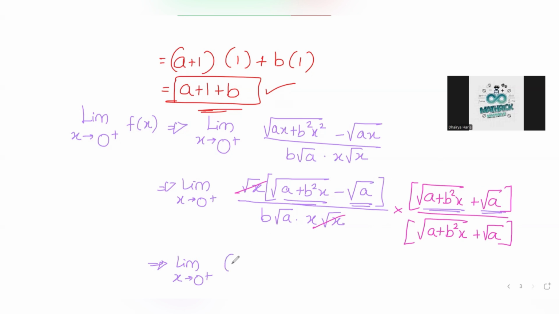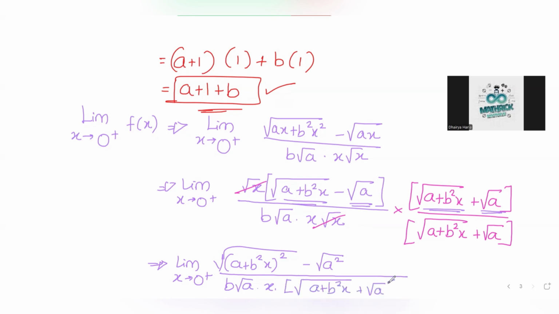So a square means a plus b square x whole square and square root a square minus b square, so square root of a square, divided by the whole thing in the denominator, which is b root a x, and this entire term becomes a plus b square x plus root a. So we have this entire thing. Now further, if I try to solve this, square root and square will get cancelled here as well as here. So you're just left with a plus b square x minus a.